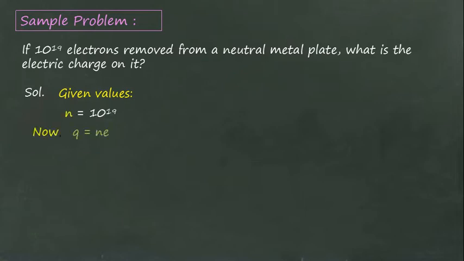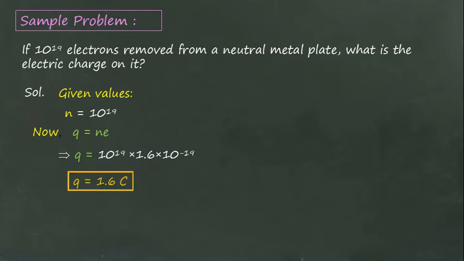Given values: n is equal to 10^19. Now Q = Ne. So n is 10^19 and e is 1.6 × 10^-19. So Q is equal to 1.6 coulomb.